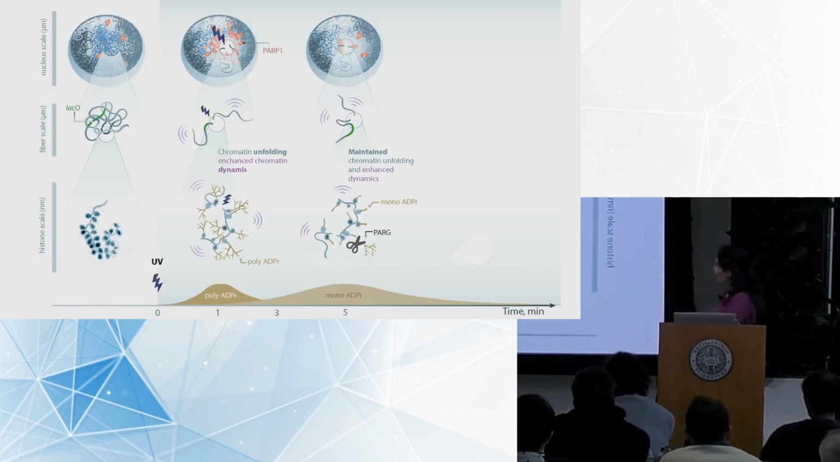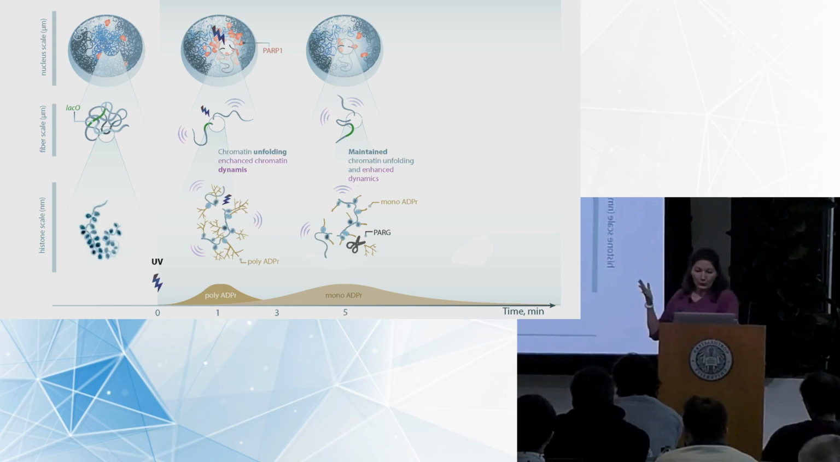And this is part of the model we proposed. So these are our 3 scales we are looking at. Then we induce the break. We have parylation here by PARP1, so it creates these chains on histones, as I showed at the beginning. And we have chromatin unfolding, increased chromatin dynamics at the level of a gene, of a LACO, and increased histone mobility, which is really triggered by PARP1 parylation.